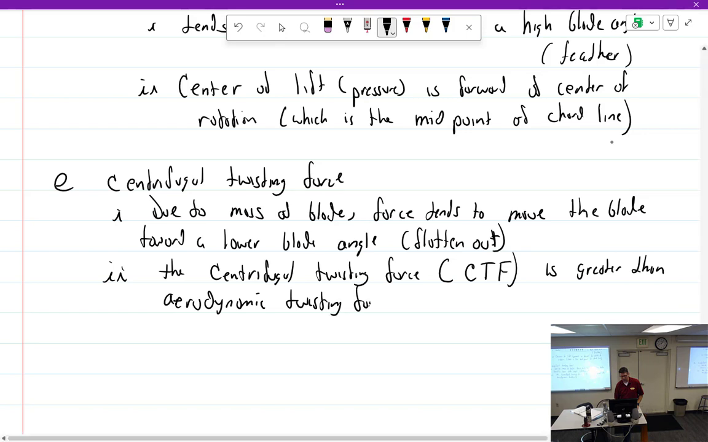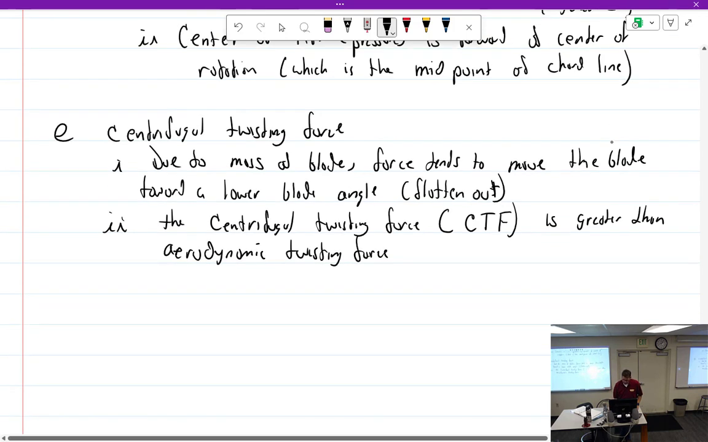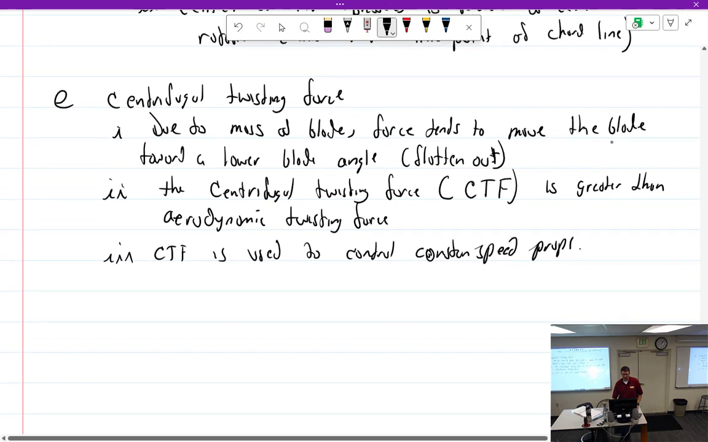Twisting force, or ATF, which I never say, because we don't talk about aerodynamic twisting force after this, because it just isn't strong enough. So CTF is used to control constant speed props, which we'll talk about later.